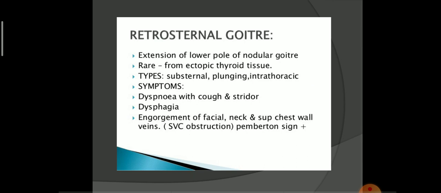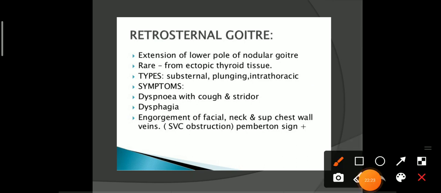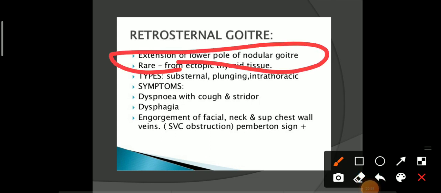Retrosternal goiter. What is retrosternal goiter? It is mainly derived from multinodular goiter, the lower pole of a nodular goiter. Okay, it is a rare form and there are three types: substernal, plunging and intrathoracic form. The symptoms include dyspnea, cough and stridor.